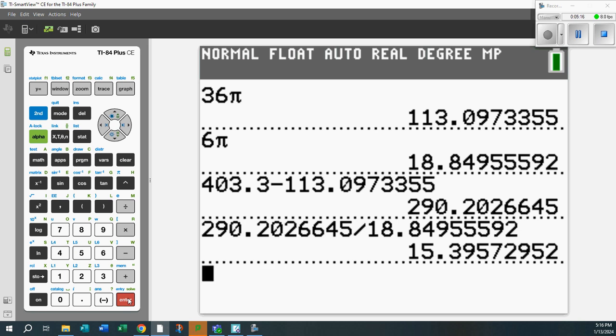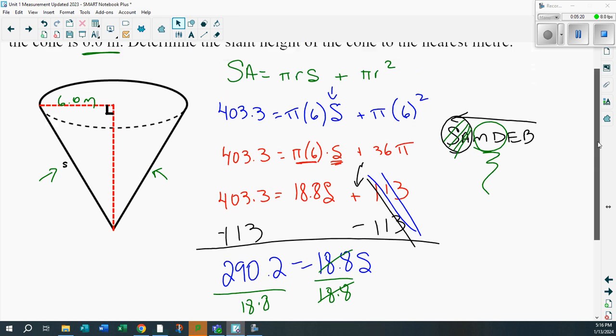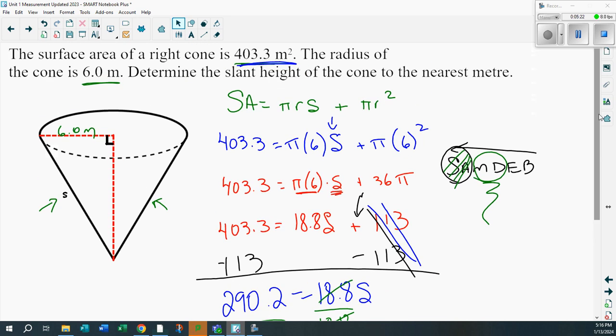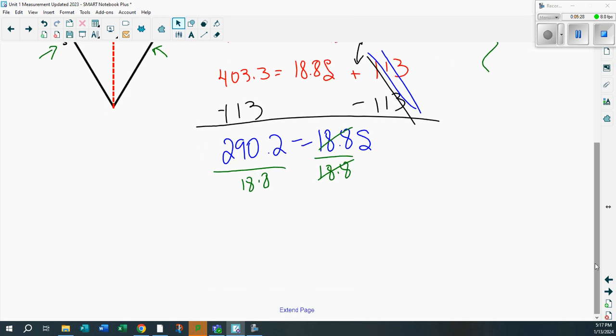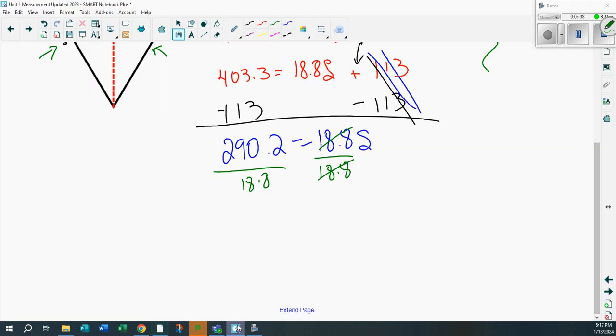15.3957, blah, blah, blah. Well, read the question. It might say in this question how many decimal places. It says right here, nearest meter. So no decimal places at all. It doesn't want any decimal places at all. Okay, so let's go into our calculator and go, okay, we're going to go up to right here. That number's not big enough to round up. So our answer is, guess what?